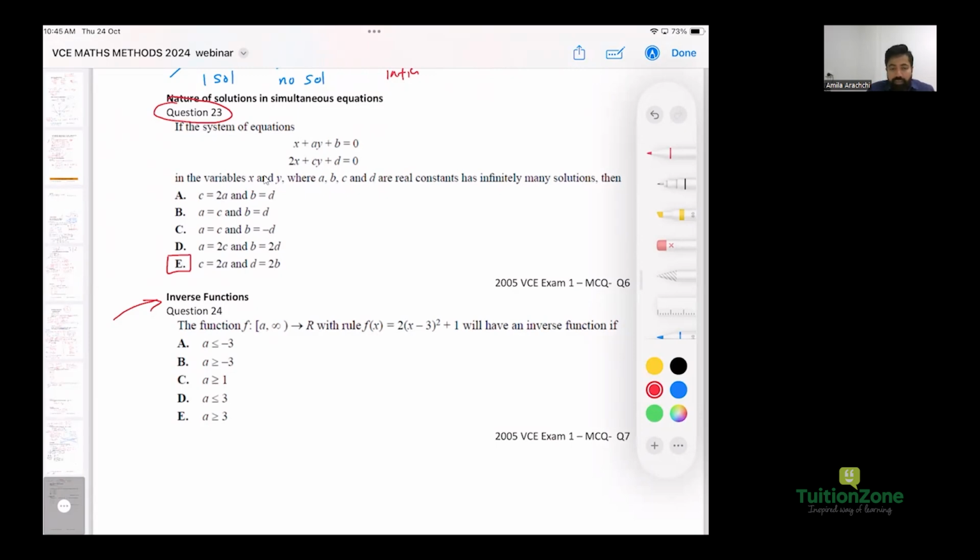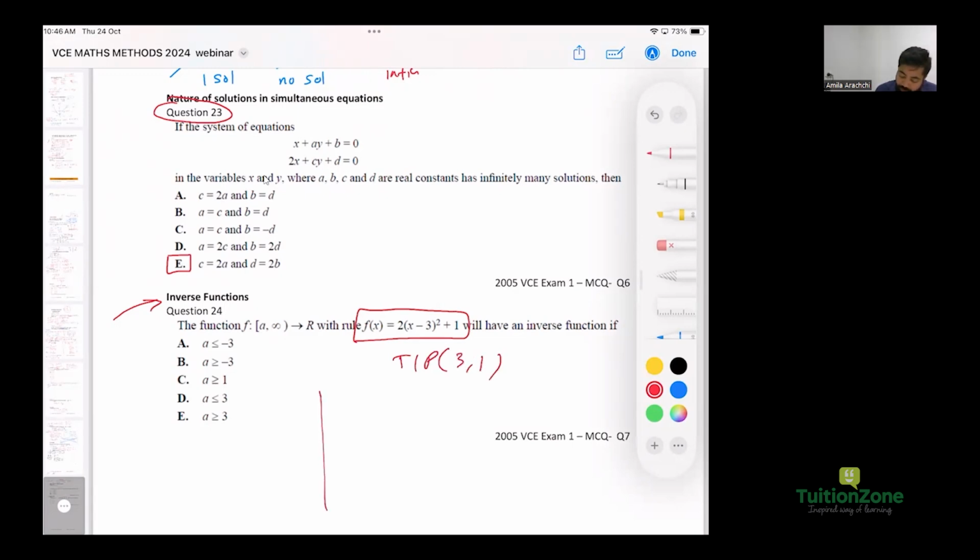The standard graph? No, it's a parabola, isn't it? So a parabola is not 1-to-1. It's 2 to 1, so many to 1, which means you have to restrict it. The best thing is to draw the graph, or else you can use the turning point. So for this question, what's the turning point, Tyler? 3, 1. Perfect.